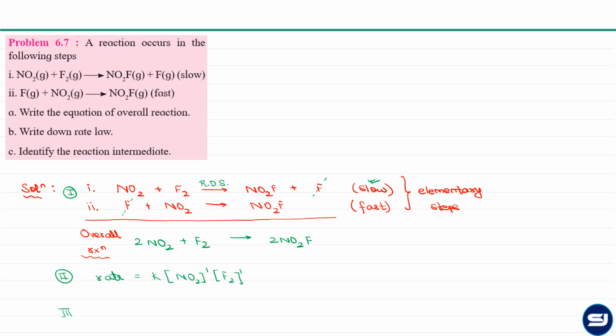Point 2, second part. अब थर्ड पार्ट में इंटरमीडिएट पूछा है जो ऑलरेडी हम डिस्कस कर चुके हैं. सो इंटरमीडिएट इज इक्वल टू F. Got it?